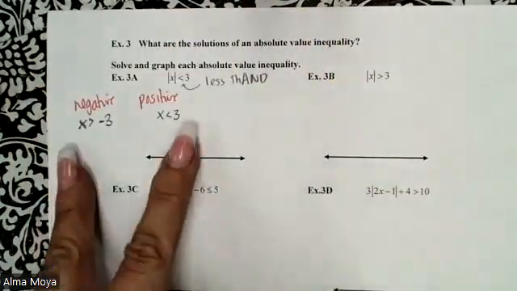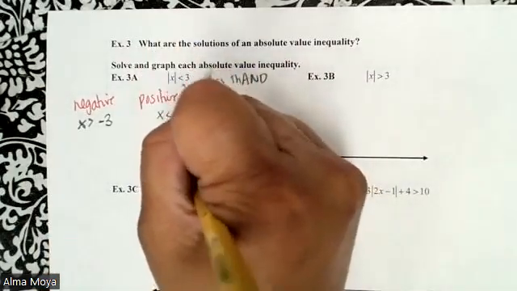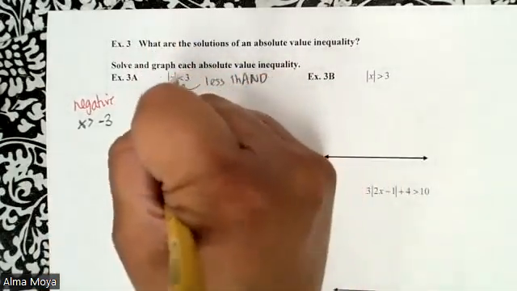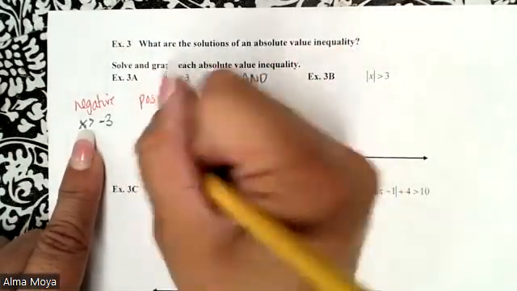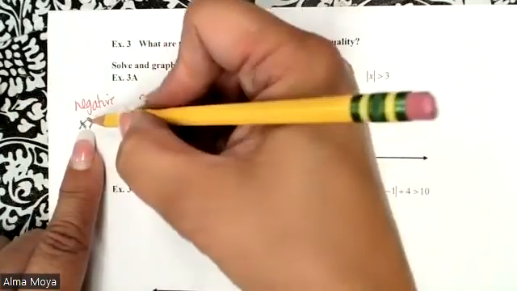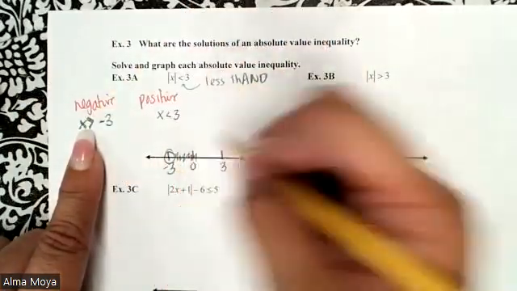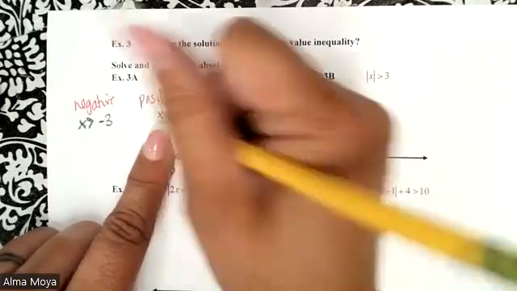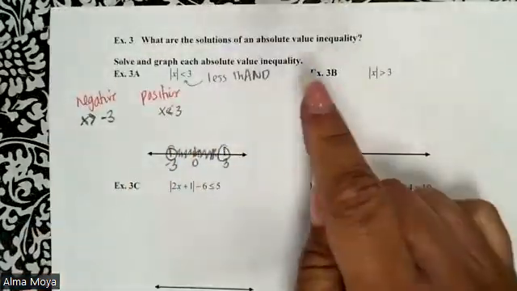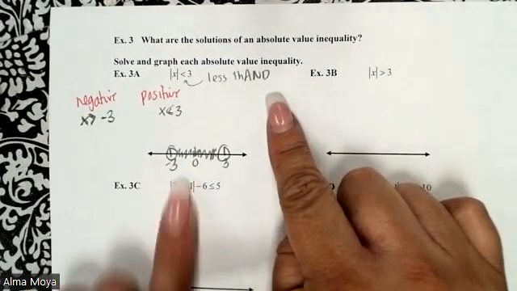So when you graph this, here's 0, here's 3 on this side, here's -3 on this side. At -3, it's going to be an open circle, and look at the arrow. The arrow is going towards the right. Right here at 3, it's going to be open, and the arrow is going to the left. This is an "and" graph right here.